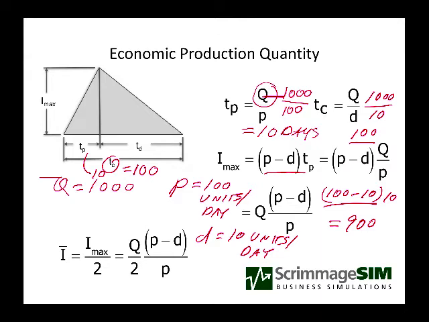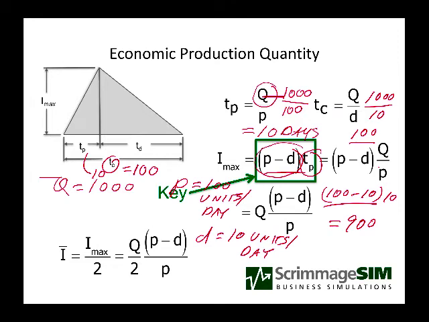So again, this is a key formula. The production rate minus the demand rate is the net rate at which we are adding to inventory. We multiply this by the period of time at which we're producing, and that's going to give us the maximum inventory. We just substitute for the production period, T sub P, the definition that it's the production quantity over the production rate, and with a little rearrangement, we have a formula for the maximum inventory.